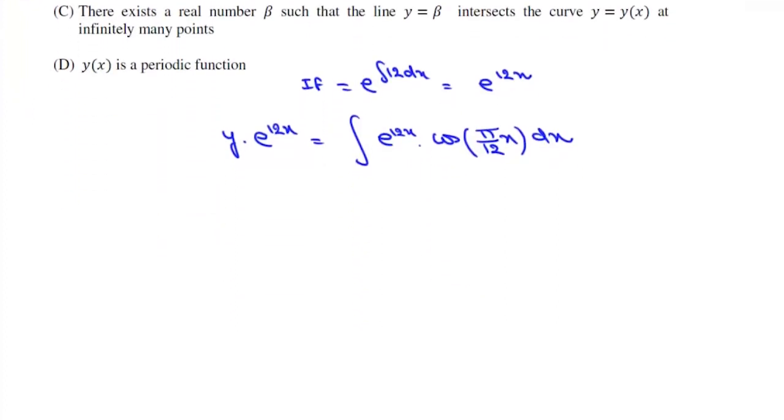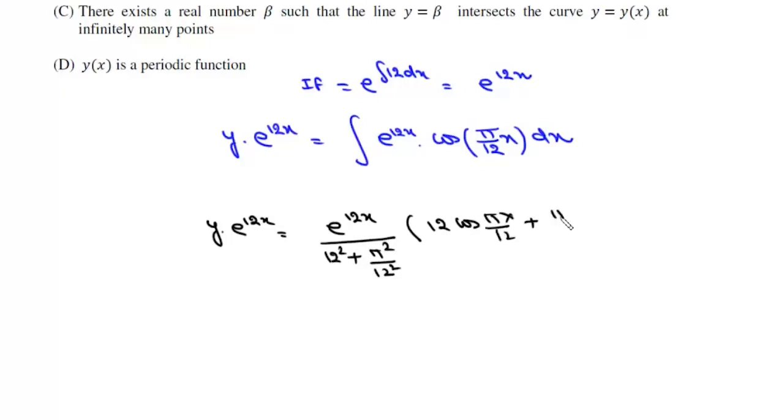So we are directly going to write this as y into e to the power 12x equals e to the power 12x upon 12 square plus pi square upon 12 square, into a cos bx. So there will be 12 cos(pi x by 12) plus b, which is pi by 12, sin(pi x by 12), plus c.